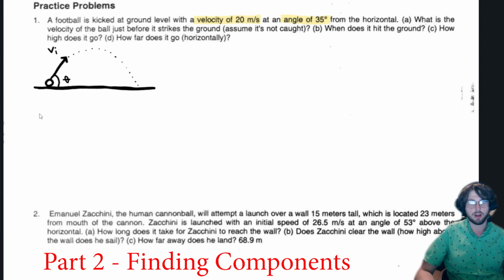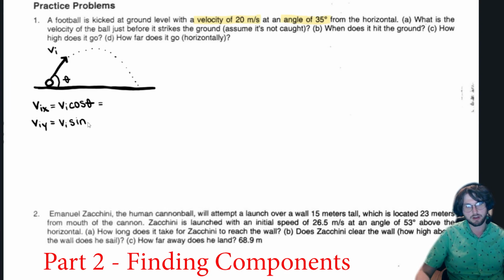So over here, I'm going to write Vix is equal to, and Viy is equal to. Well, x is generally 9 times out of 10 going to be associated with cosine of the angle. So we'd be saying the initial velocity times cosine of whatever angle is given to us, theta, is equal to blah, and Vi times sine of theta is equal to blah.